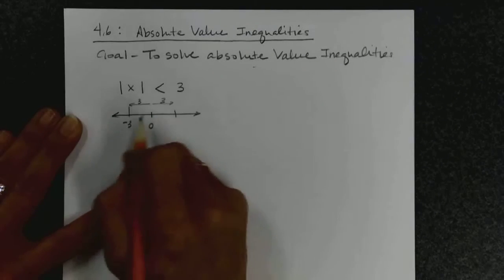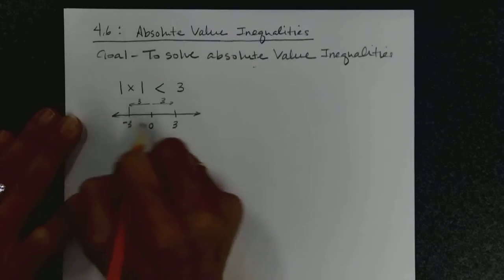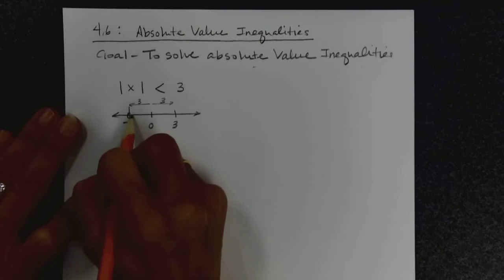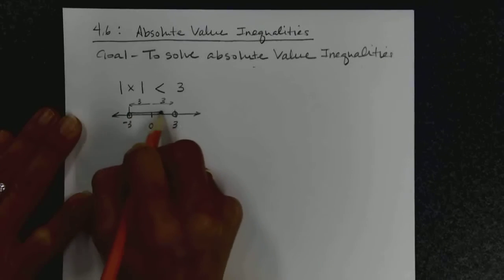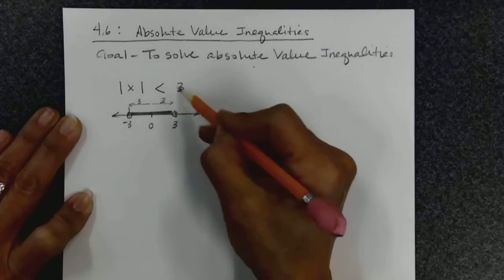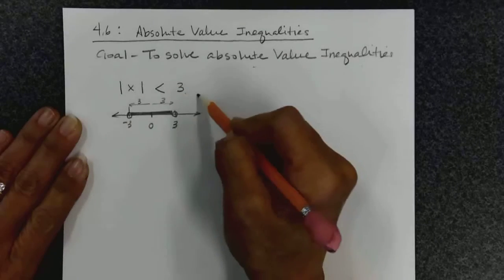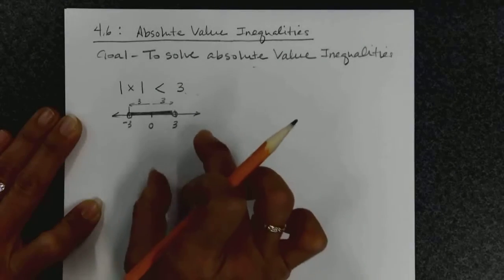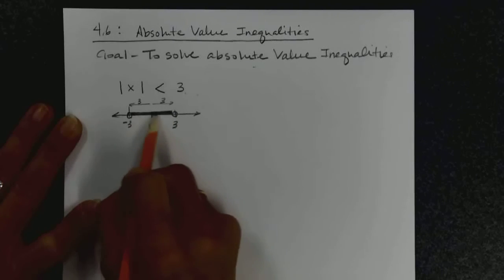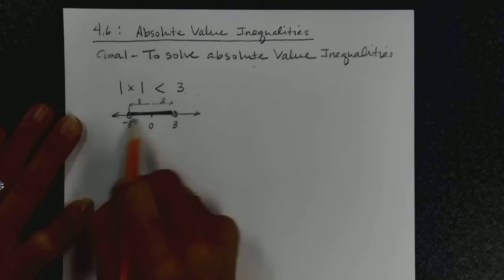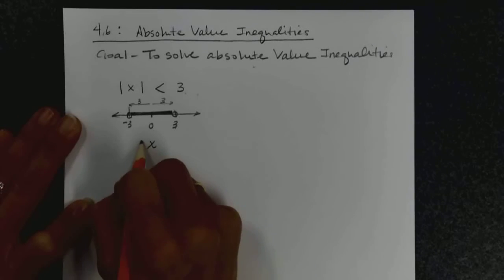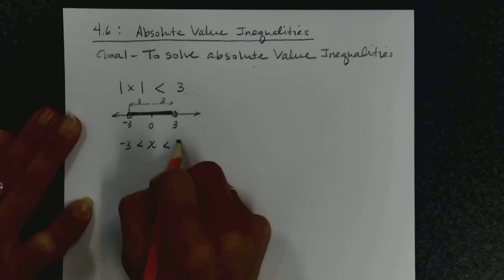All the numbers that are between -3 and 3 are a distance of less than 3 away from 0. So if I were to graph this, I'm looking for all the numbers that are between here, at a distance of less than 3. So we could take the absolute value inequality and write it as a compound inequality. Since all the numbers between -3 and 3 are a distance of less than 3, I could rewrite this and say x has to be between -3 and 3.